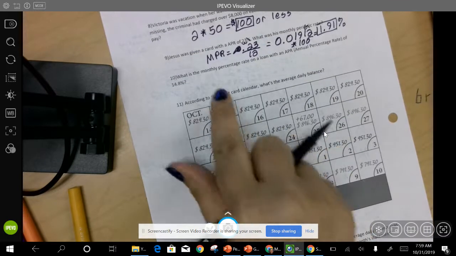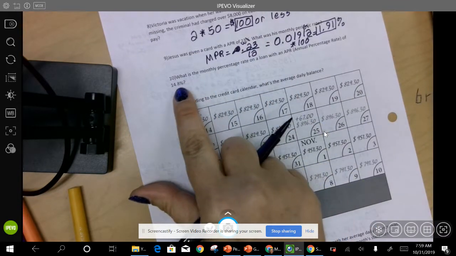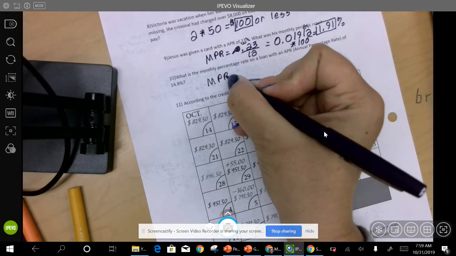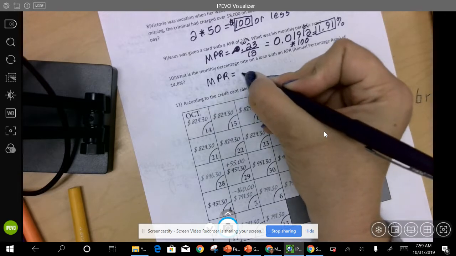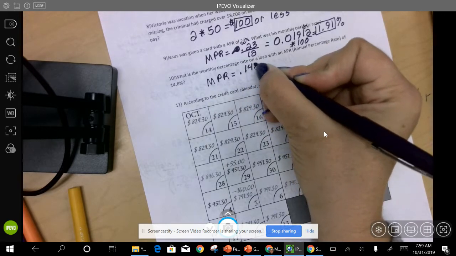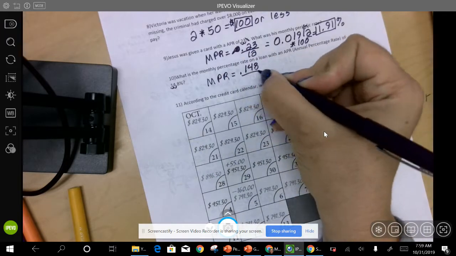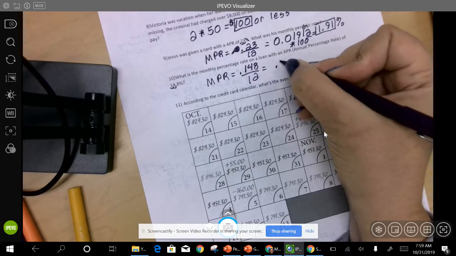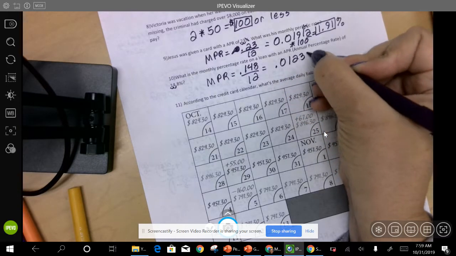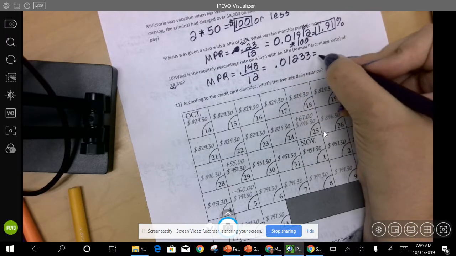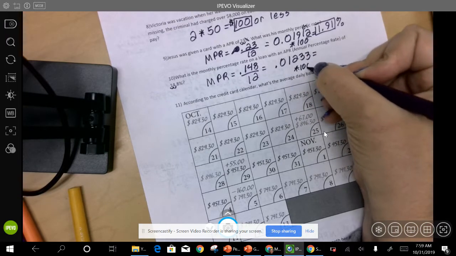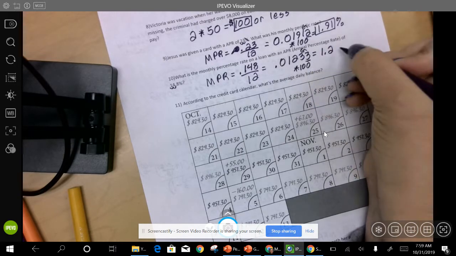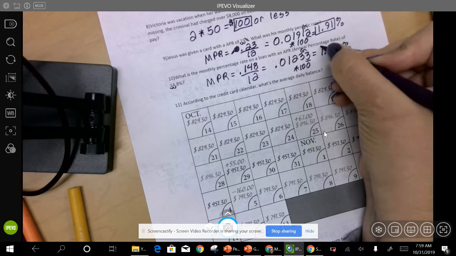Okay, what's the monthly periodic rate on a loan with an annual percentage rate of 14.8? Again, same thing, everybody. It's going to be 0.148. Remember it's to the left. We divide it by 12, and we get 0.01233. Then we multiply it by 100. Remember, 5 and up rounded up. It's 3, so it's going to stay the same, and that would be our answer.